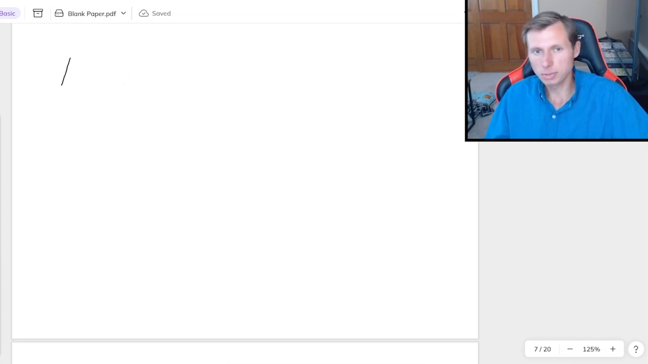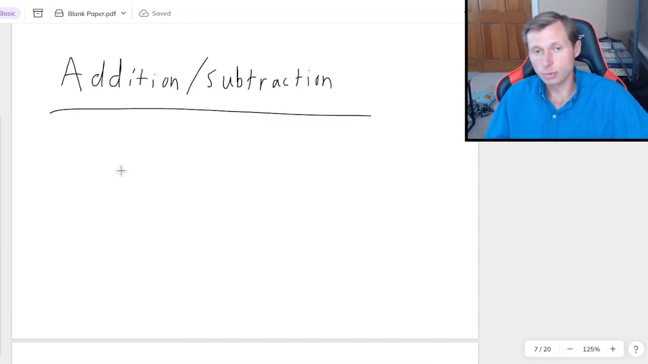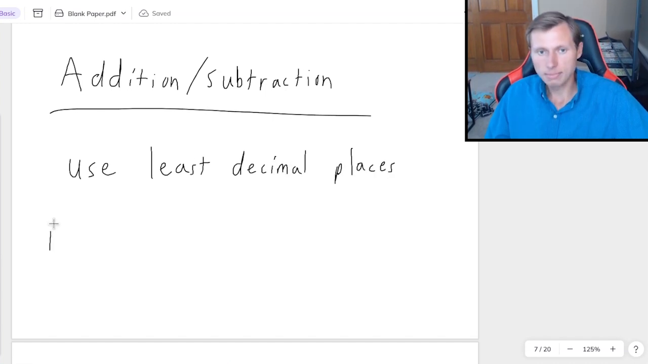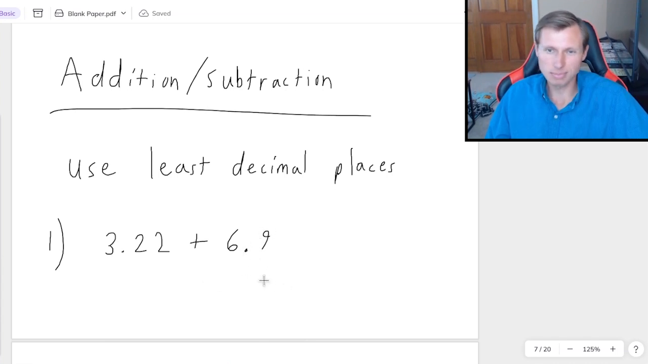Now that we're good with multiplication and division, let's talk about addition and subtraction with sig figs, because this is going to be a little bit different. So first, the rule with sig figs, I'm not counting sig figs actually at all. I just need to use the least decimal places. And so what I mean by that, if I have 3.22 plus 6.9, then what's the least number of decimal places? It's 1 with the 6.9.